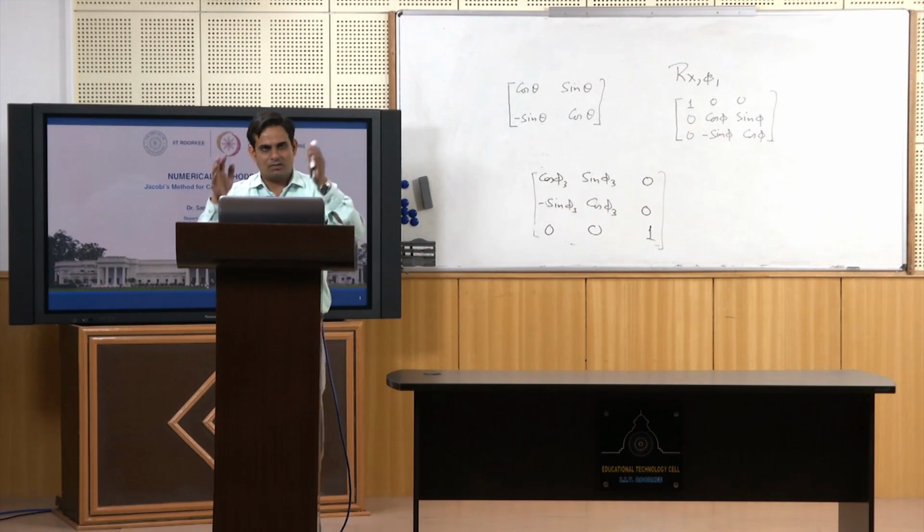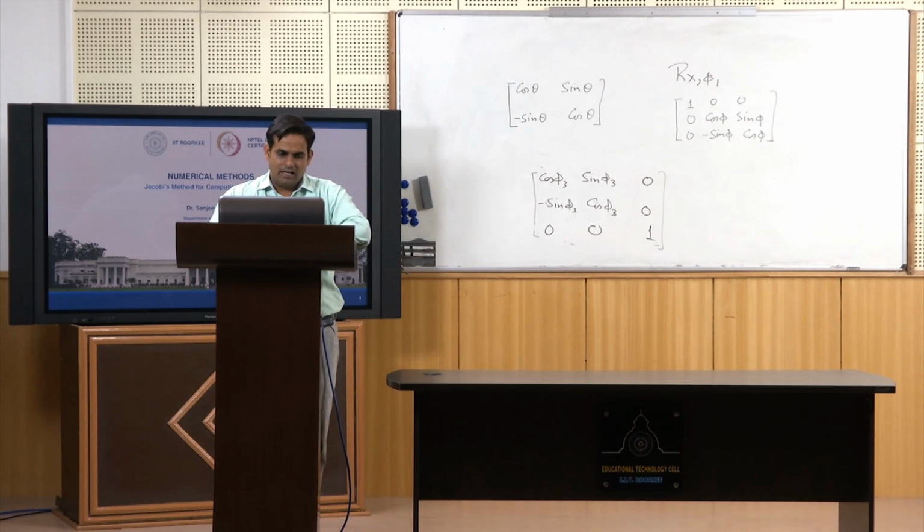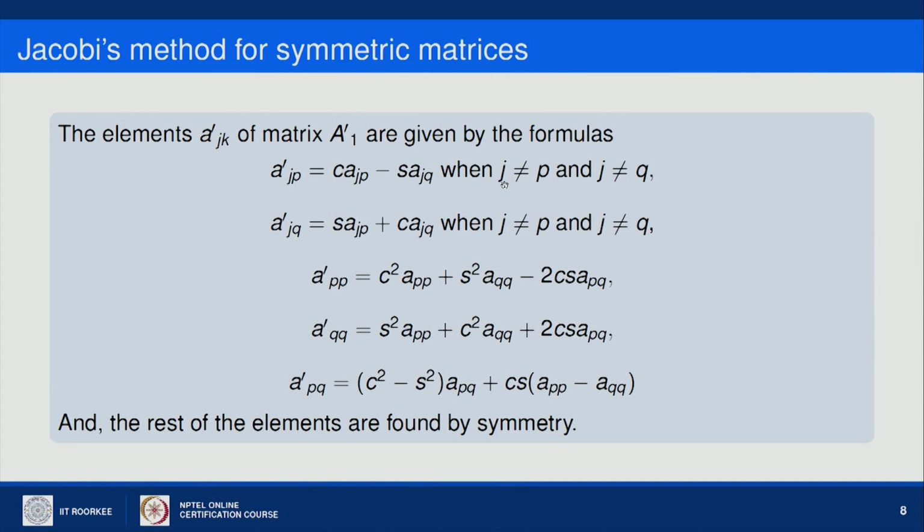If we see this transformation in an n by n setup, what will be the relation between matrix A and A dash? The elements a dash jk of the matrix A dash are given by the following formula. When j not equal to P and j not equal to Q, a dash jp will be C times a jp minus S a jq. Please note that here C is cos theta. Similarly, a dash jq is given by S a jp plus C a jq when j is not equal to P and j is not equal to Q.